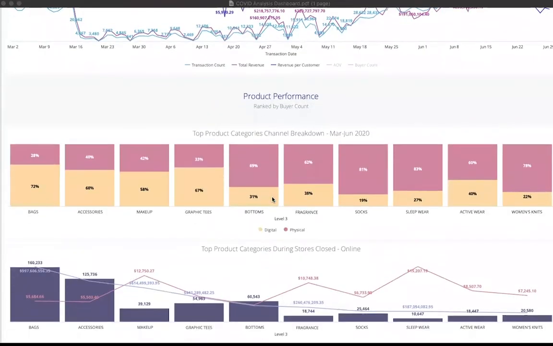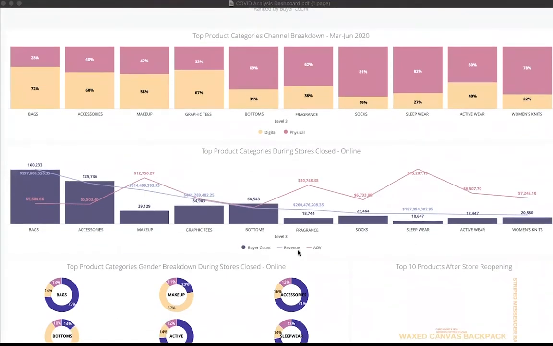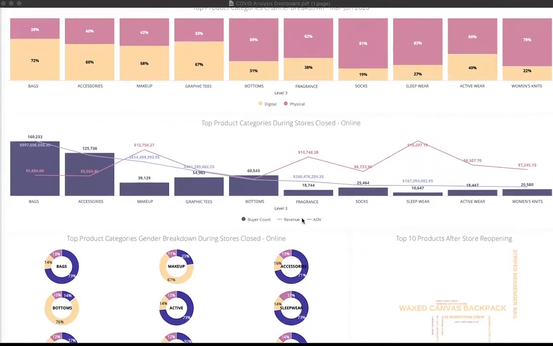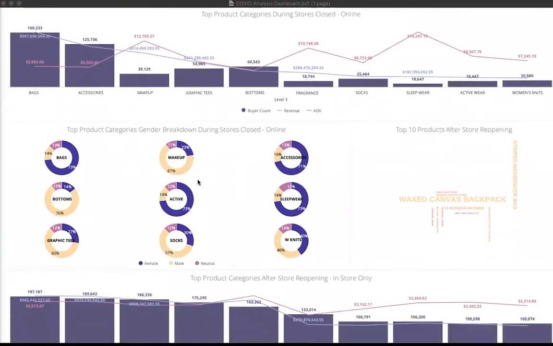The next section focuses on product performance. First, at a high level, we're looking at channel breakdown of top product categories from the beginning of March until the end of June. Next, we're looking at the top product categories that were purchased online when the stores were closed. We have the buyer count, revenue, and our average order value for those products. We also have the gender breakdown for those products.